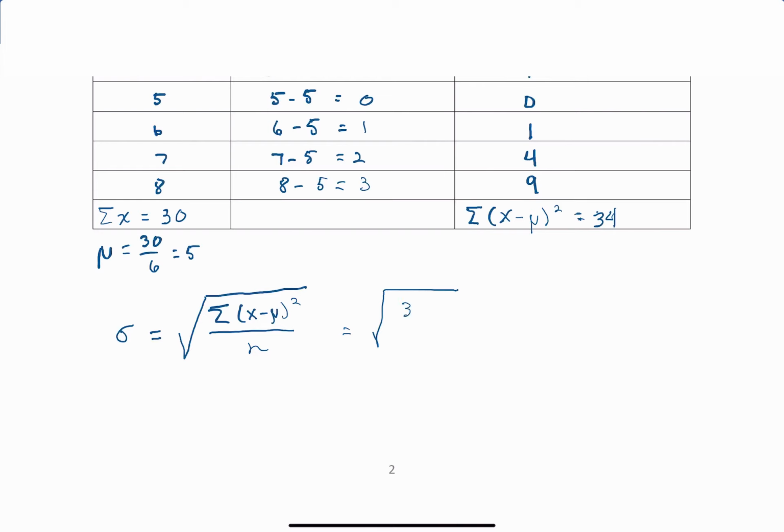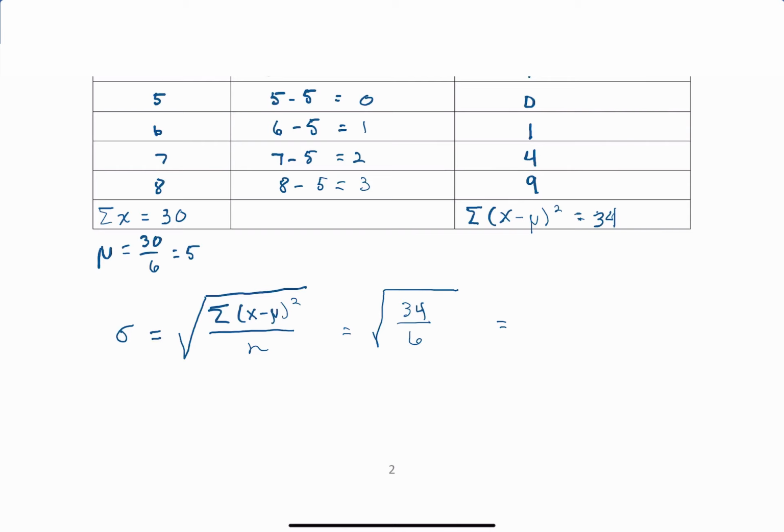The sum of our x minus mu squareds was 34. N is still 6, like it was when we were computing the average. So 34 divided by 6, which is 5.66 repeating 6. And then just leave that number in your calculator. Don't round it off, because if you round off before you get to the final answer, that introduces more errors.